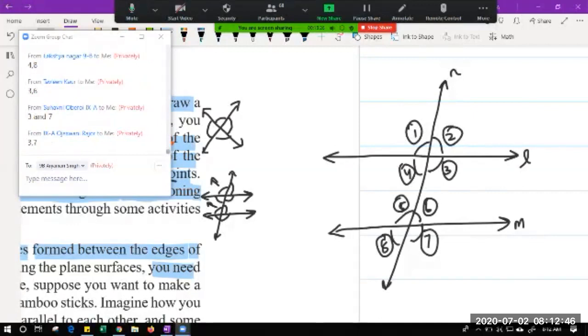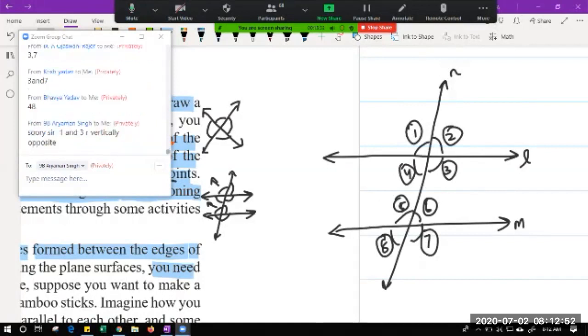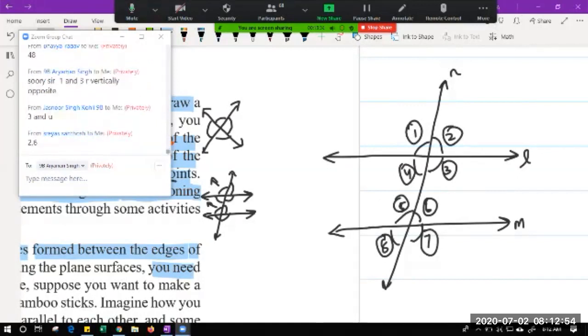Then Anuranjan is saying 3 and 7. Laksh is saying 4 and 8. Ojaswini is saying 3 and 7. Krish is saying 3 and 7. Sir, sorry, 1 and 3 were vertically opposite angles. Okay beta, correct. Jasnoor says 3 and U. Which one is U in this? Then we have Tavleen with 3 and 7. Okay beta, so you are almost correct.